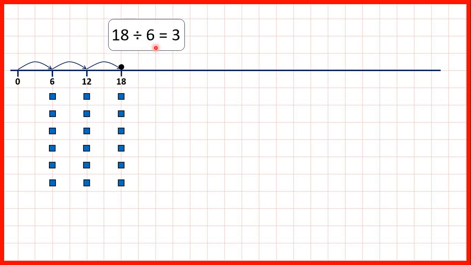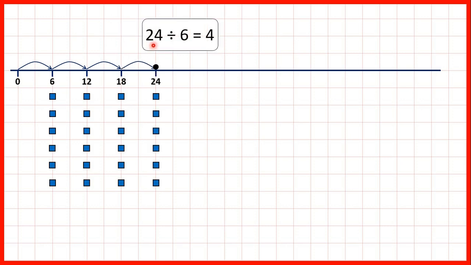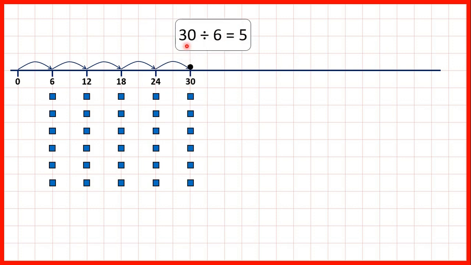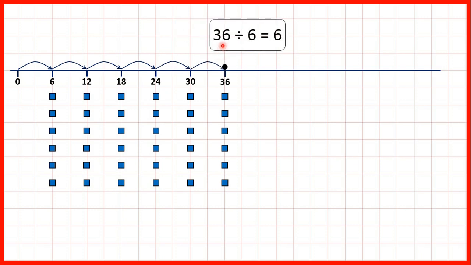18 divided by 6 is 3, because if we have 18 counters, we can make 3 groups of 6. 24 divided by 6 is 4. 30 divided by 6 is 5. 36 divided by 6 is 6.